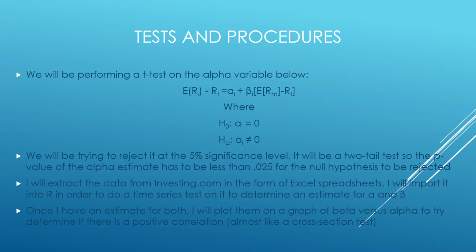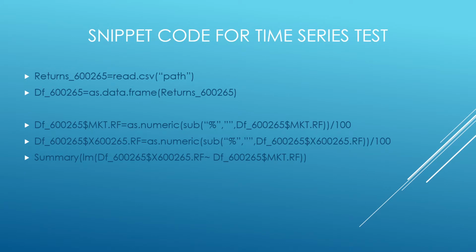And I'll extract the data from investing.com in the form of Excel spreadsheets. I'll import it into R to do a time series test so I could find estimates for alpha and beta. And then once I have an estimate of both, I'm planning on graphing the alphas versus the betas, with the betas being the predictor variables, the alpha being the output variables, to determine if there's a positive correlation between the two, very similar to a cross-section test. And here's a snippet of code that I used in R. I couldn't actually pull up RStudio simply because the recording software doesn't allow me to shift between two windows.